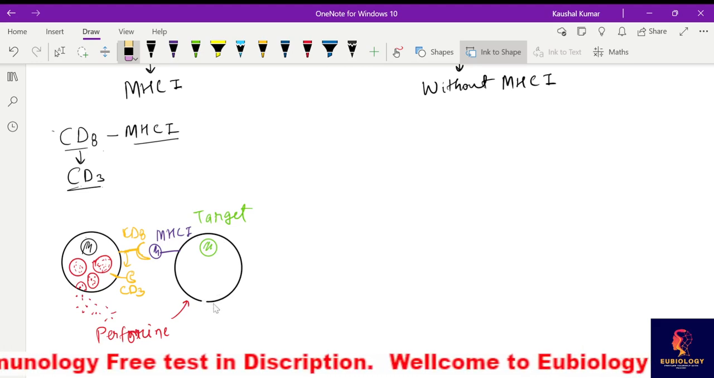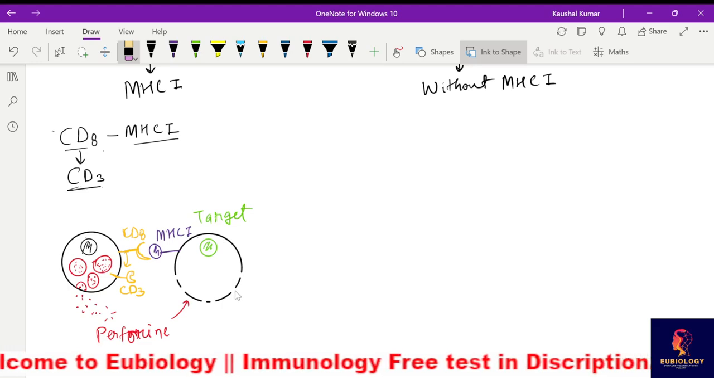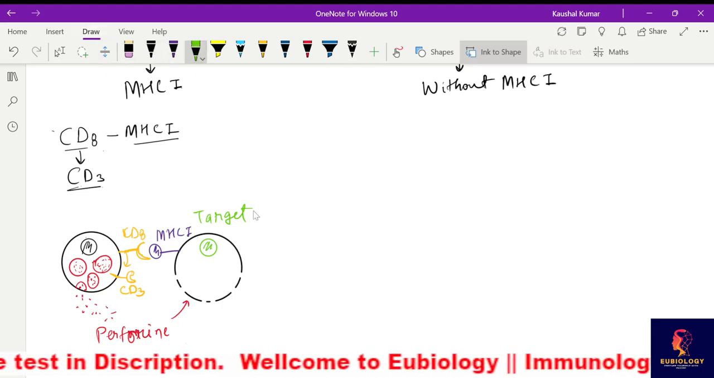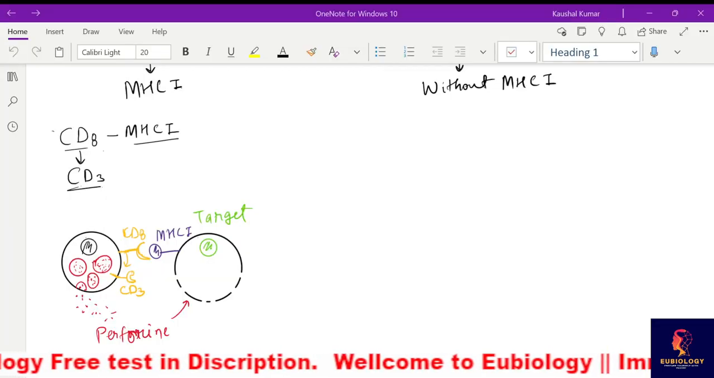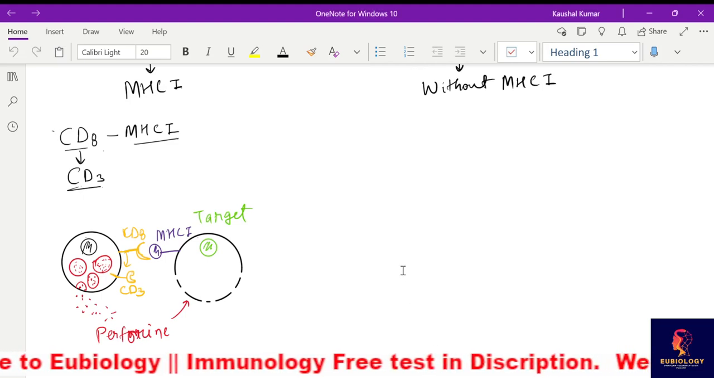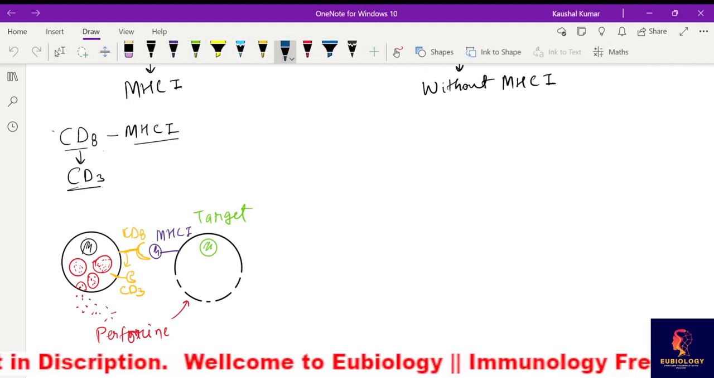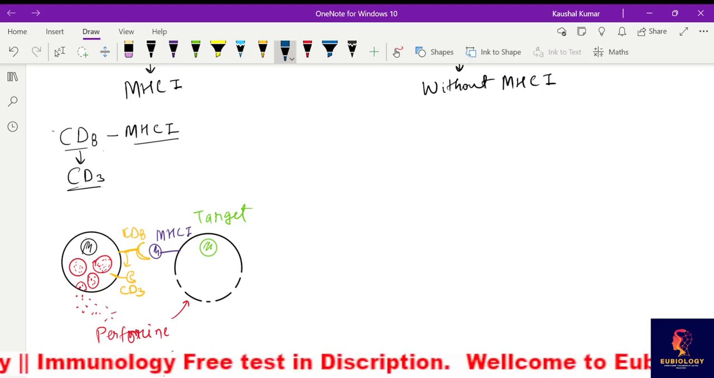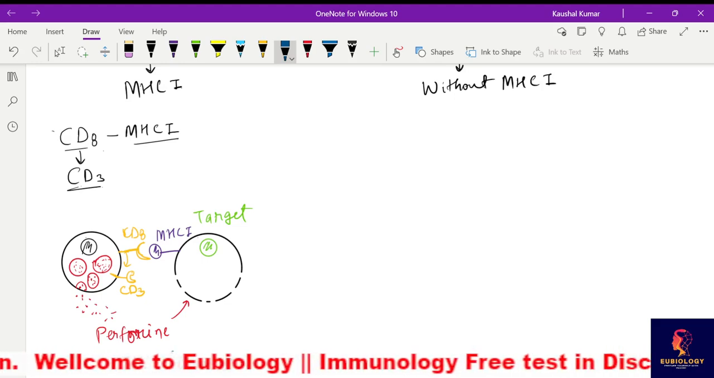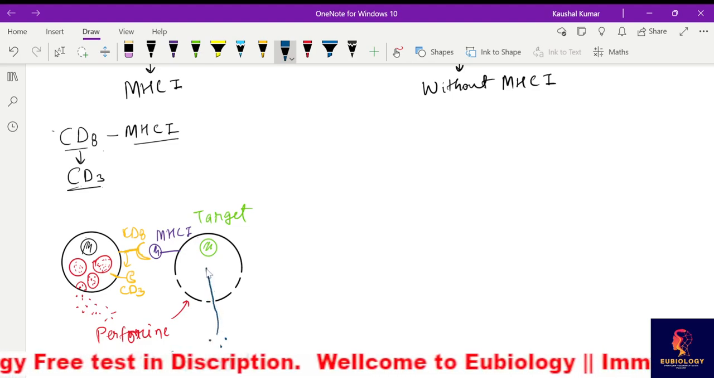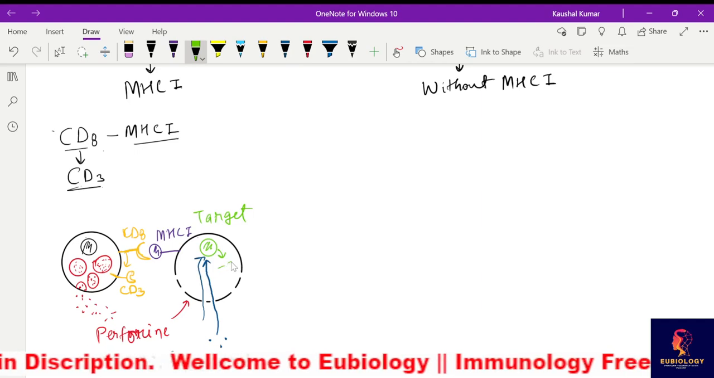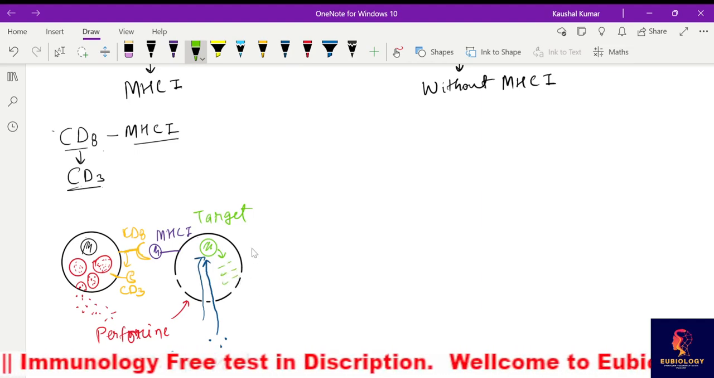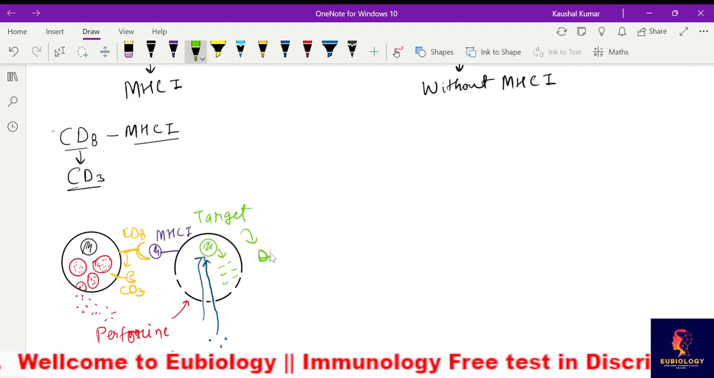So this type of pores will be formed, and because of these pores, finally the granzyme will come. Along with this, there will be some granzyme. I'm representing it with this color. This is a granzyme enzyme. Once this granzyme enzyme enters this cell, it will work on the DNA. It will degrade the DNA into fragments, and the target cell will die. This is one way.